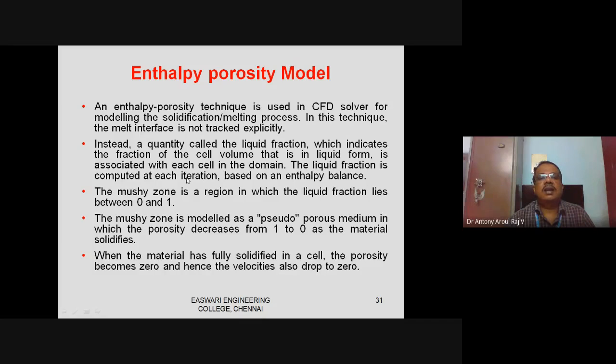Here we will not be solving that for the temperature. You will have the liquid fraction. From the liquid fraction, or from the temperature itself, we will identify whether it is in phase change or in the solid state. For example, if you have a solidus temperature and you have a liquidus temperature.